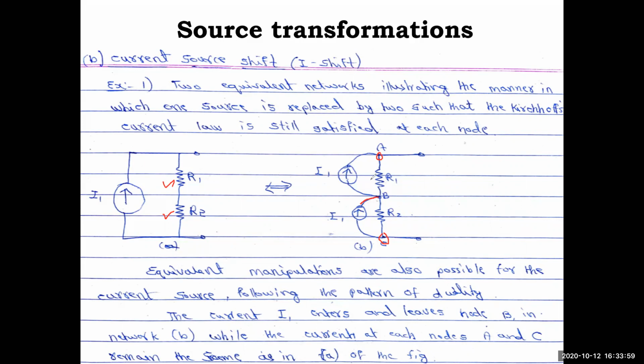Now you can easily apply the transformation. A current source in parallel with a resistor can be converted into a voltage source in series with a resistor. The voltage sources you can add, the resistors you can add. We will use this in simplification.